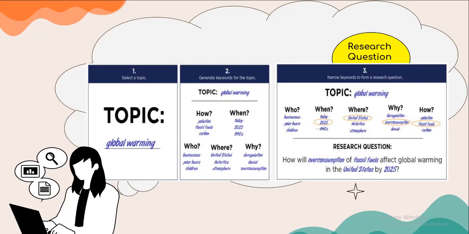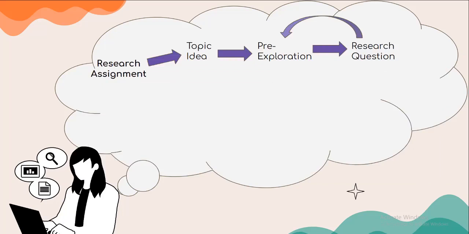How will overconsumption of fossil fuels affect global warming in the United States from 2025? So you can see here that we've gone from a very broad idea to something that is more concrete, more specific, something that I could handle within the assignment scope. And the important part of phrasing this as a question is that this question will guide our research. That's because we will research looking for the answer to this question. So let's take a moment and go back to that flow chart and why this is important.